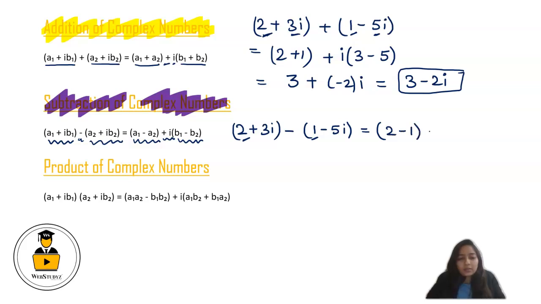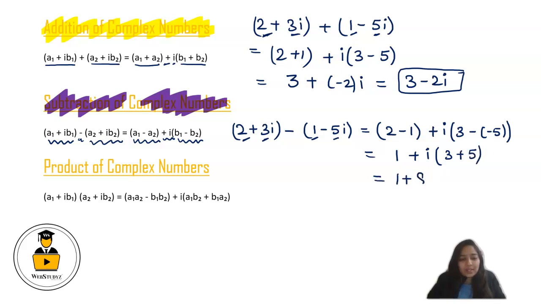So this is 2 minus 1 plus iota times. Here the imaginary values are 3 and minus 5. So this is 3 minus of minus 5. So this is equal to 2 minus 1 is 1, plus iota times 3 plus 5, and 3 plus 5 is 8. So this is 1 plus 8 iota. This is the answer of the subtraction of two complex numbers.